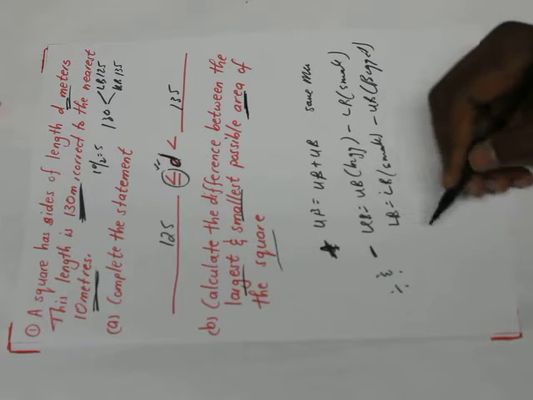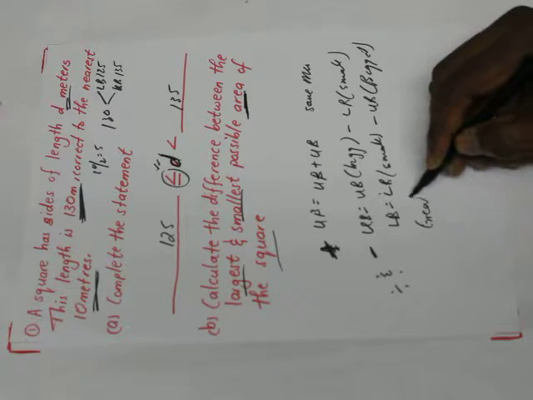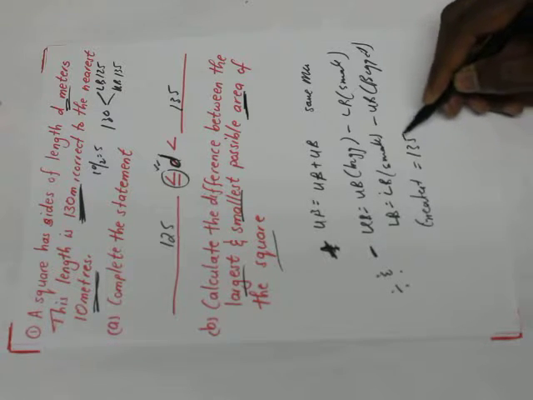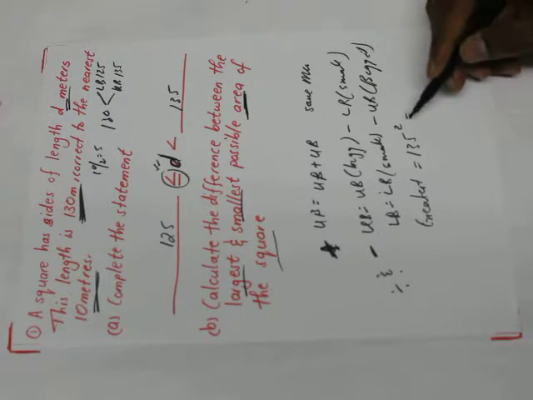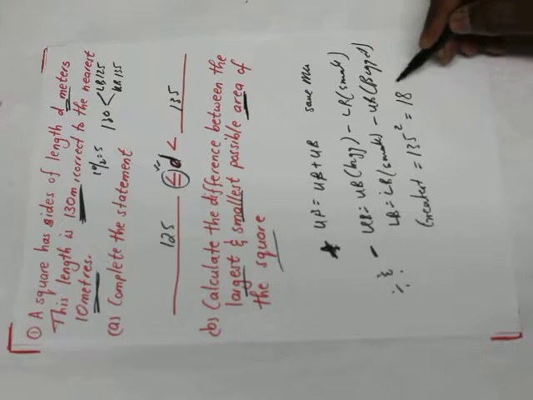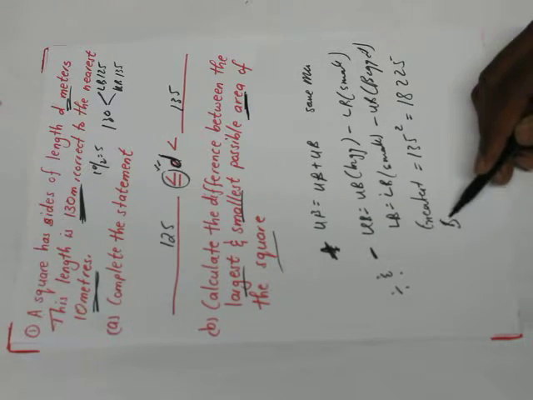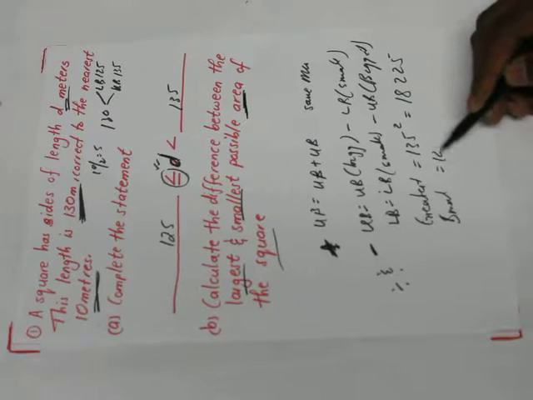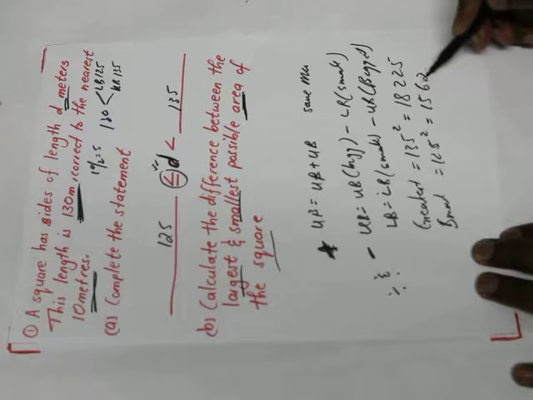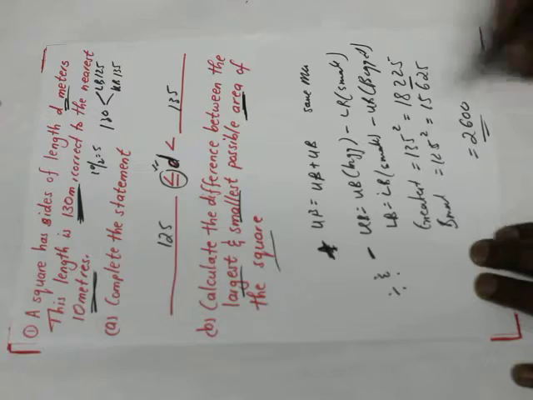What do we know? The greatest possible area is actually 135 squared, which is the formula for a square, and we have 18225. Then the smallest is definitely 125 squared, which will give us 15625. You subtract these, you get your 2600. There you have your answer.